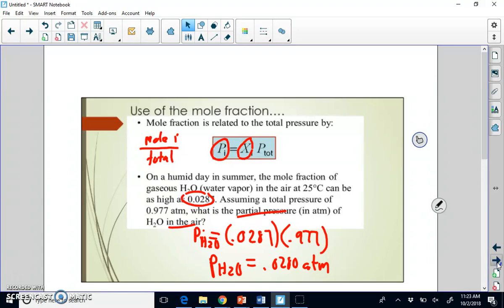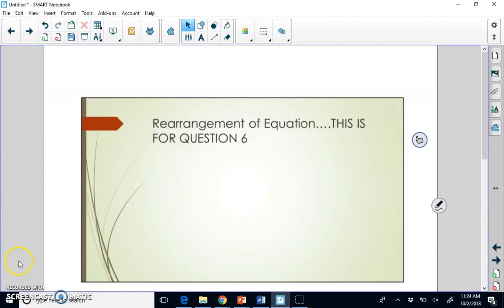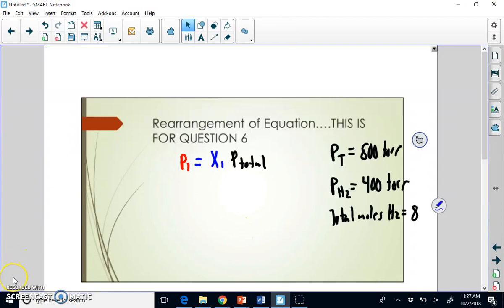Again, if you know the mole fraction of a gas and you know the total pressure, all you have to do is multiply them together, and then you get the partial pressure of the thing that you're trying to find. Now this equation can be rearranged, and we're going to rearrange it in a second because you're going to have to use this in a question on the homework, question 6. So let's look at how we could rearrange. I wrote some things down, and you might want to pause the video and write them down.